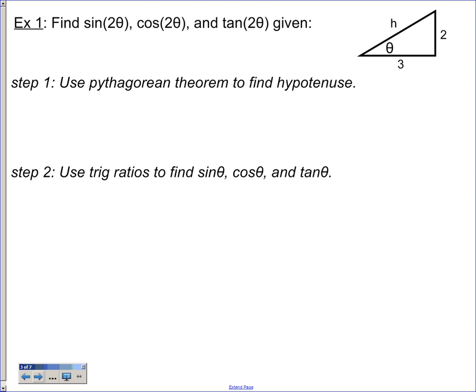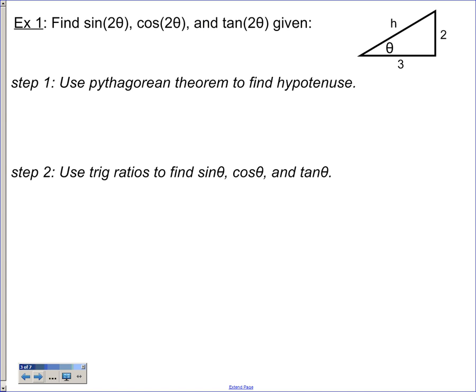For our first example, we're given the triangle on the right, where our angle theta has an adjacent side of 3, an opposite side of 2, and an unknown hypotenuse. We're asked to find the sine, the cosine, and the tangent of twice the angle theta. The angle theta given in the triangle is just 1 theta, so we're trying to find the sine, cosine, and tangent of 2 theta.